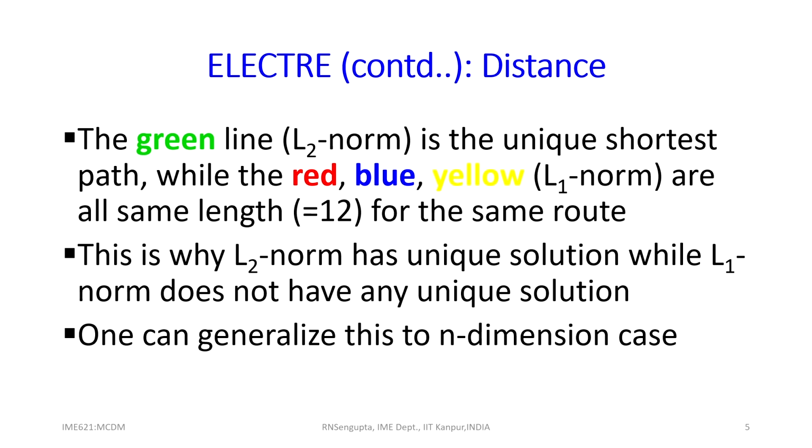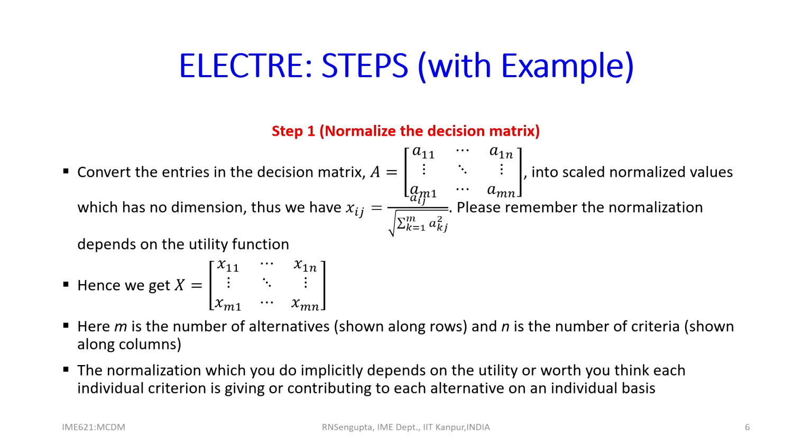So, that is why the L2 norm has a unique solution, while the L1 norm does not have any unique solution. Lengths are the same, but it can take different paths. One can generalize this to n dimensions. We did it in 2 dimensions, but we can have it in 3 dimensions, like corner points or some points in a cube, and I can find out the distance based on L2 and L1.